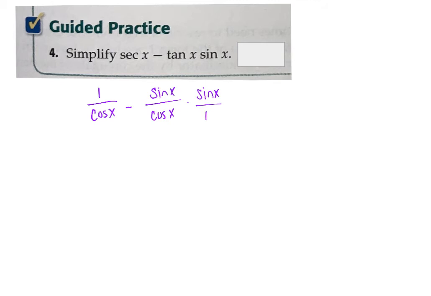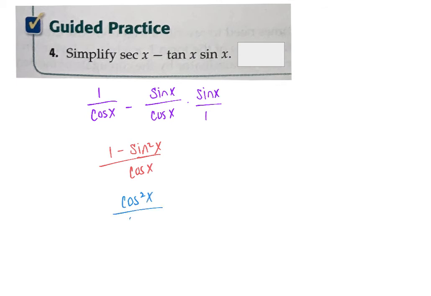All right. I actually already have a common denominator, right? Both of these are already with cosine. So I have 1 minus sine squared over cosine. 1 minus sine squared. That's one of your Pythagorean identities. What is 1 minus sine squared? What can I replace that with? Cosine squared.